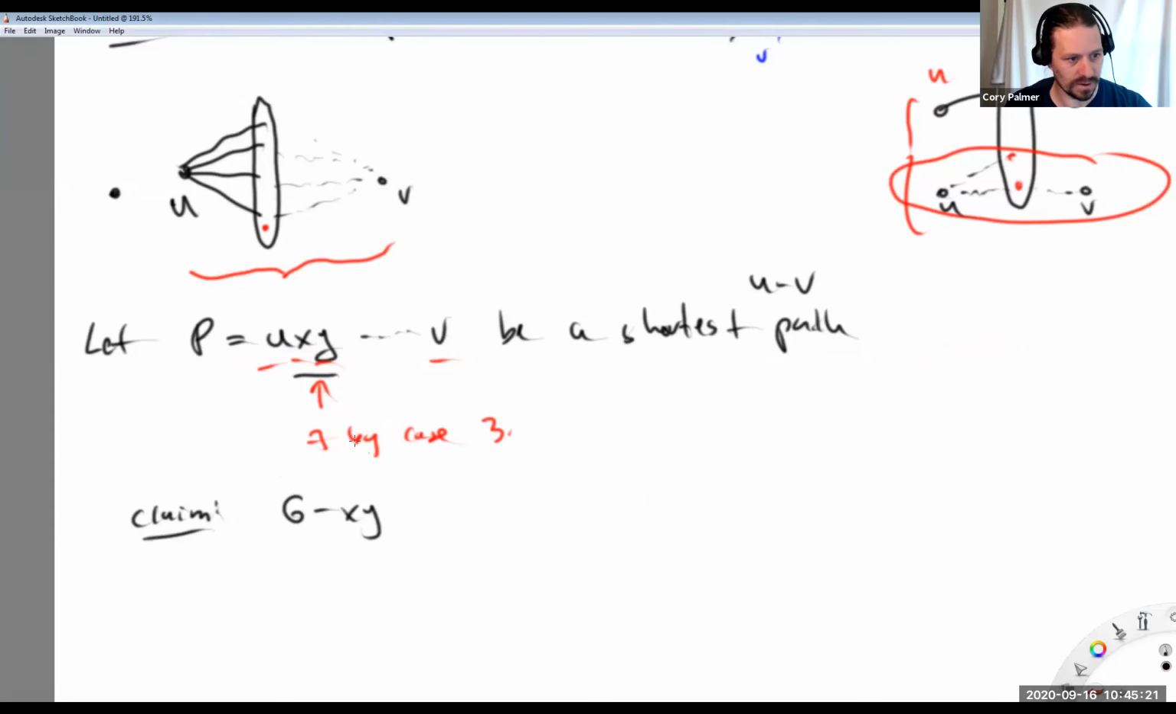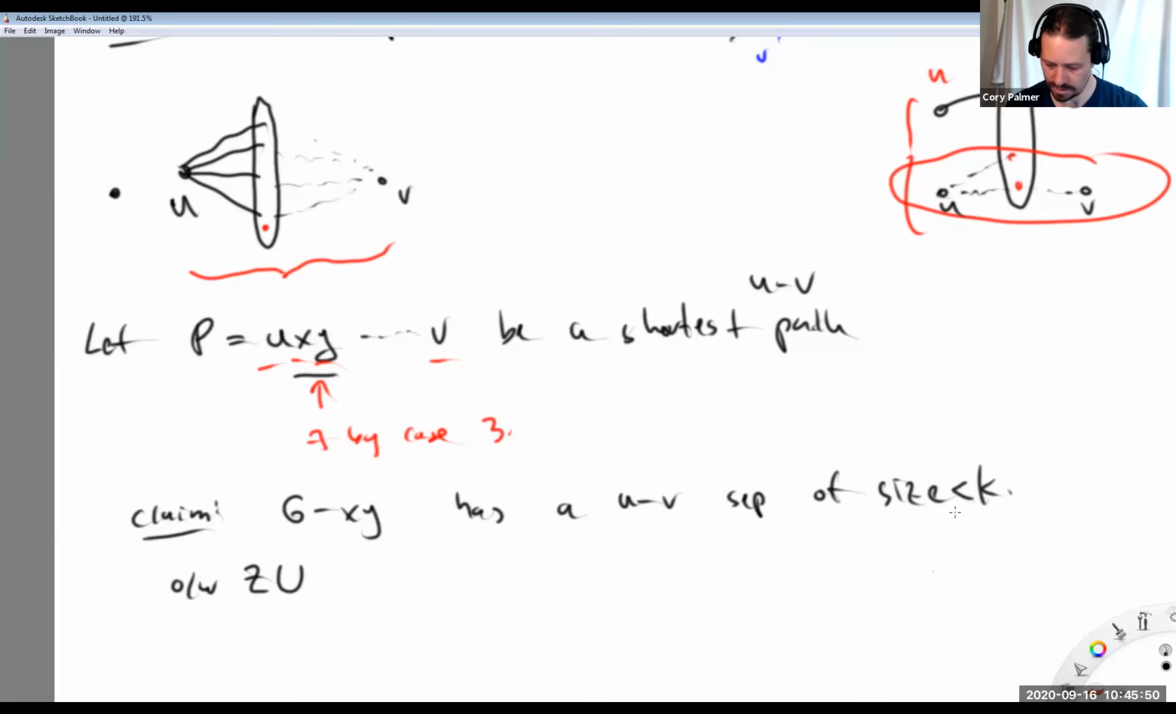G minus xy. So xy is an edge, so I do remove it. Has a UV separator of size k. Okay, so removing that edge doesn't reduce the size of the separator. Otherwise, no, okay, I'm saying the wrong stuff here. Okay. I claim that it has a separator of size k, not smaller. So otherwise, G minus xy has a separator Z of size strictly less than k. That's what it means for it to fail there.